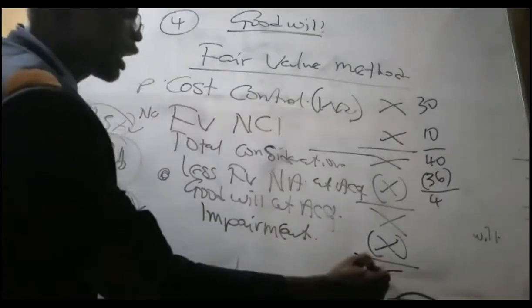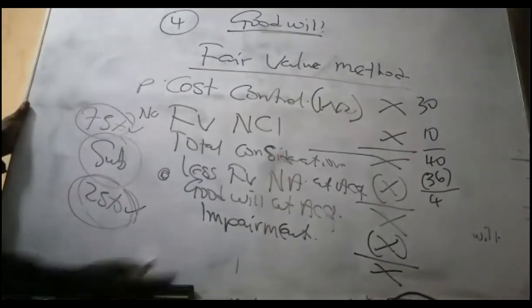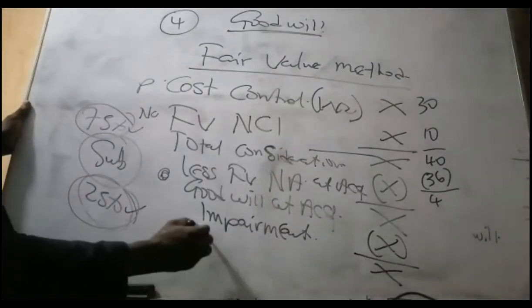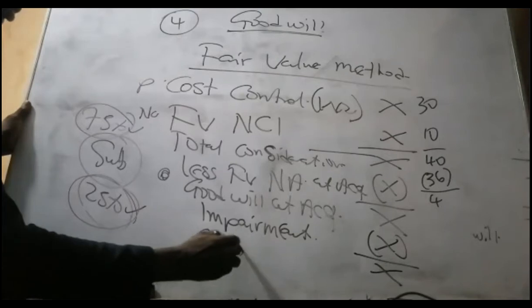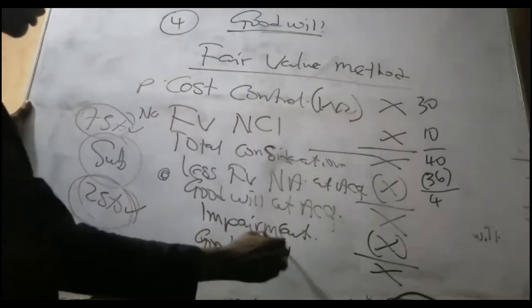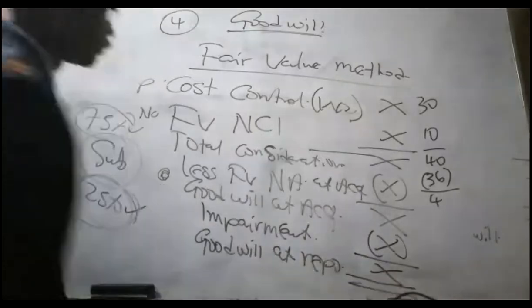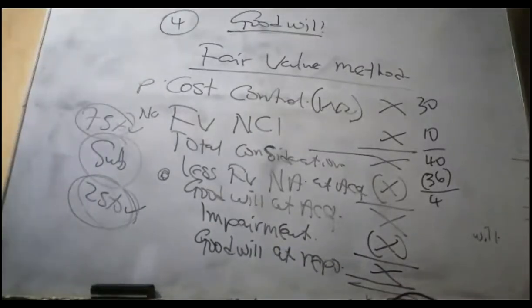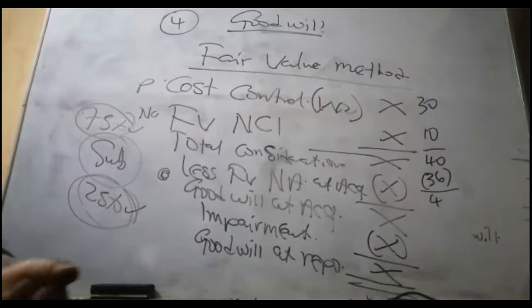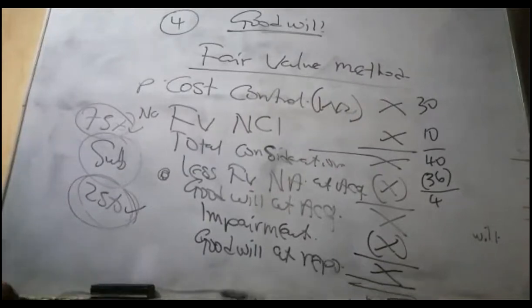So after the impairment, you get the goodwill at reporting. So this one becomes goodwill at reporting. And this is what you put in your financial statement. That's the goodwill at reporting. Perfect. Basically, that is it. So I'm done with the fair value method goodwill.